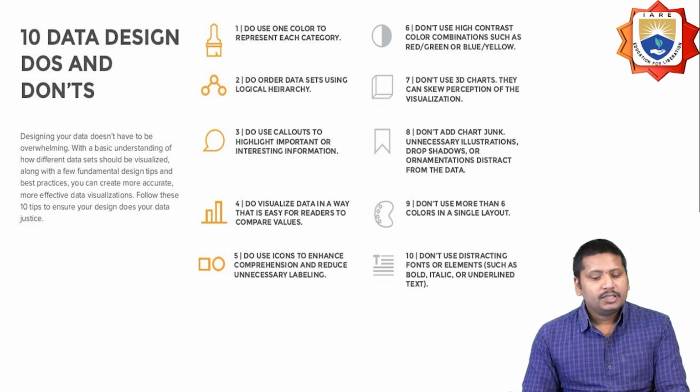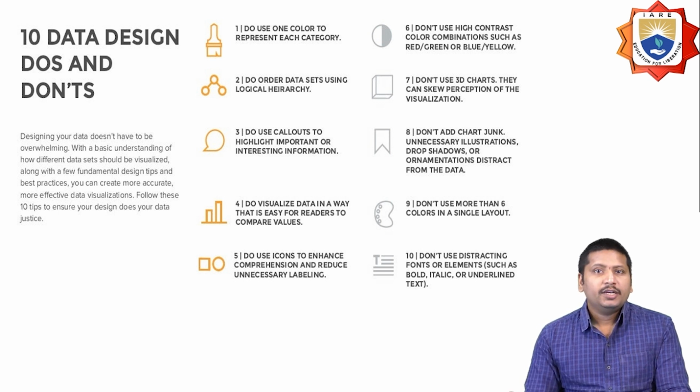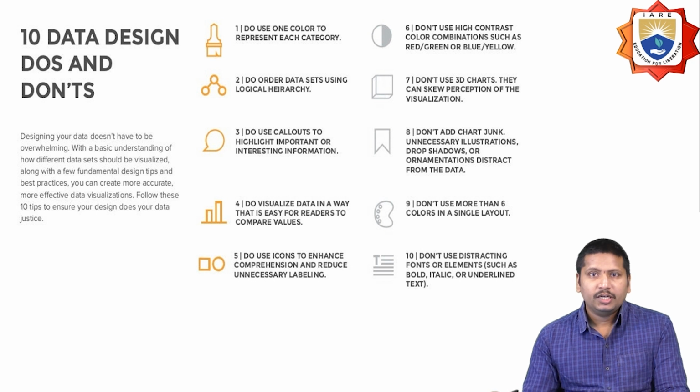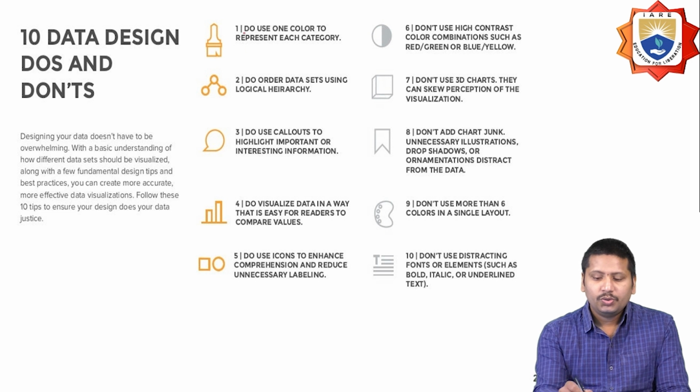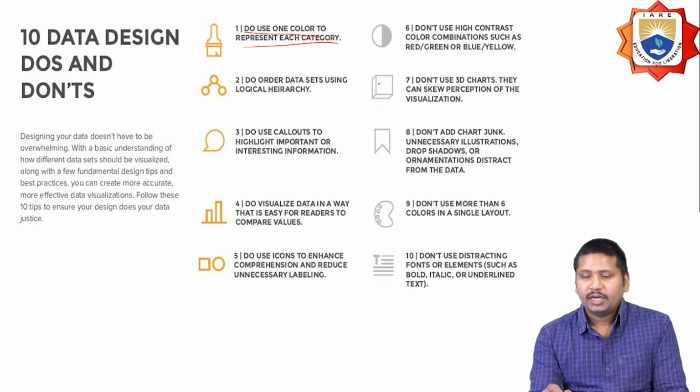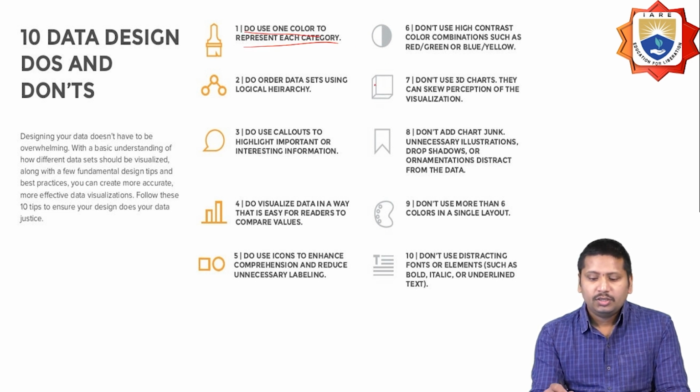The next topic is data design do's and don'ts. When designing the data, it should not be overlapping, and it should rest on a basic understanding of how different data sets should be visualized, along with a few fundamental best practices, so that it is accurate. The very first thing: don't use one color to represent each category, and do order the data sets using a logical hierarchy.